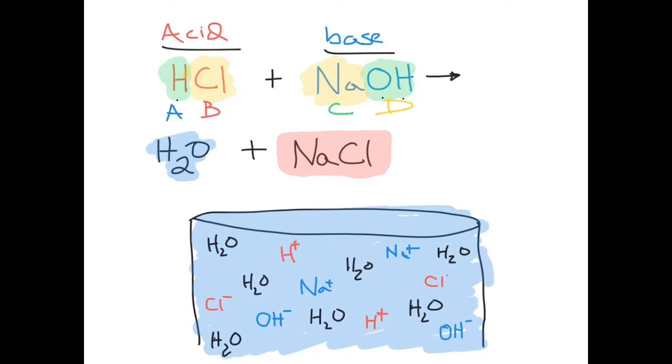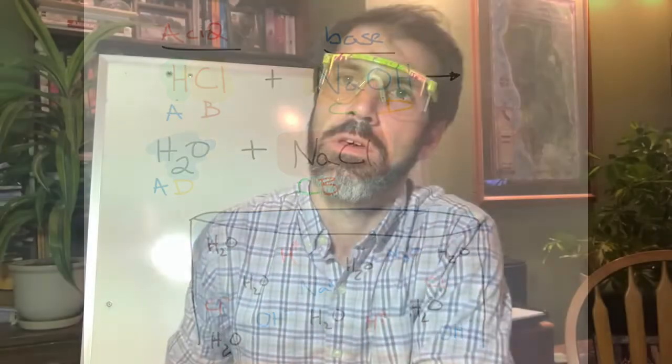And what we've done is we've taken these guys, and they've changed partners. Now my hydrogen is present in my water along with my OH. That would be AD. And now I've got sodium present in my sodium chloride along with chlorine, to make CB. Again, this is an example of one of those double replacement reactions where we took AB plus CD to produce AD plus CB.